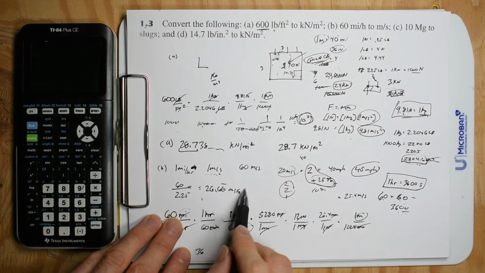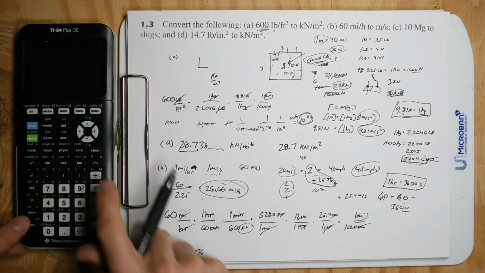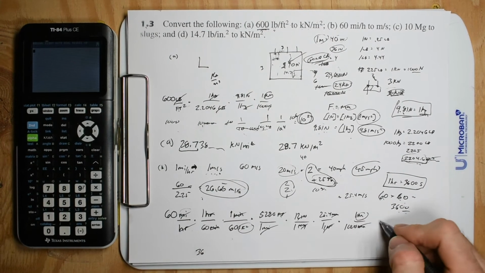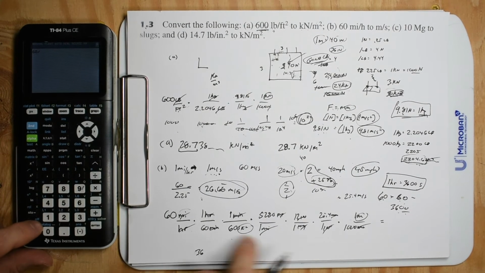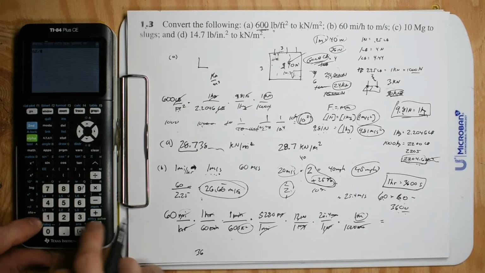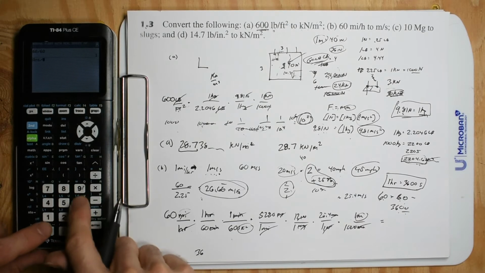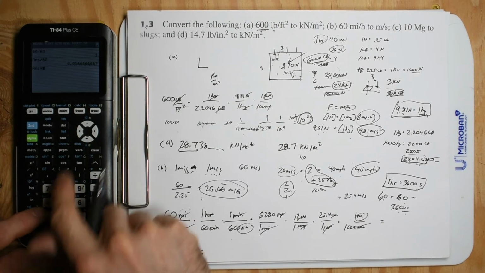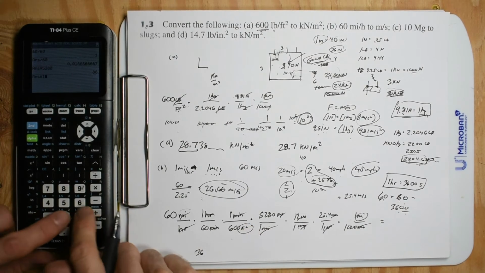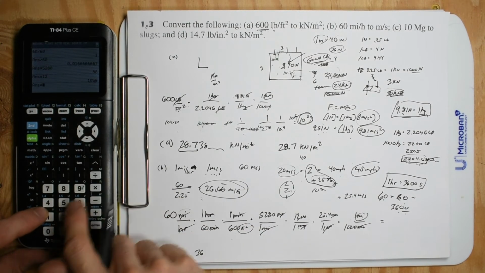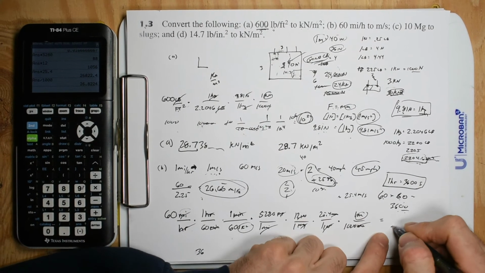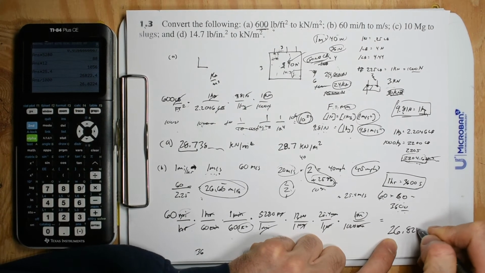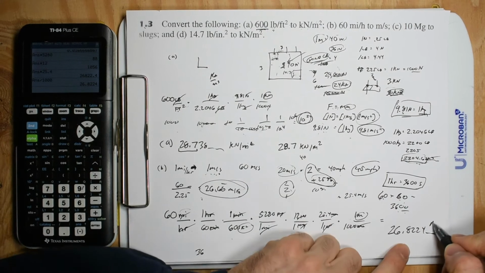And what was our initial guess? 26. So let's figure out exactly. Now we're going to crank out the 100% right answer. Can't make a mistake unless I just type this in wrong. So we got 60 divided by 60 divided by 60 times 5,280 times 12 times 25.4 and divide by 1,000. Okay, and we get our answer, 26.8224, whatever, meters per second.